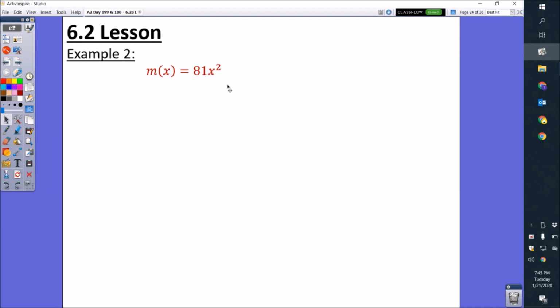So just like all the other examples, you're going to rewrite m of x into y, and it's going to look like this. Y equals 81x squared. Now step 2 is swap x and y, so everything stays where they are, the equal sign, the 81, and the square. So when I switch x and y, we have x equal 81y squared. Now we're going to move on to step 3 using opposite operation, so that way we can get the y by itself.